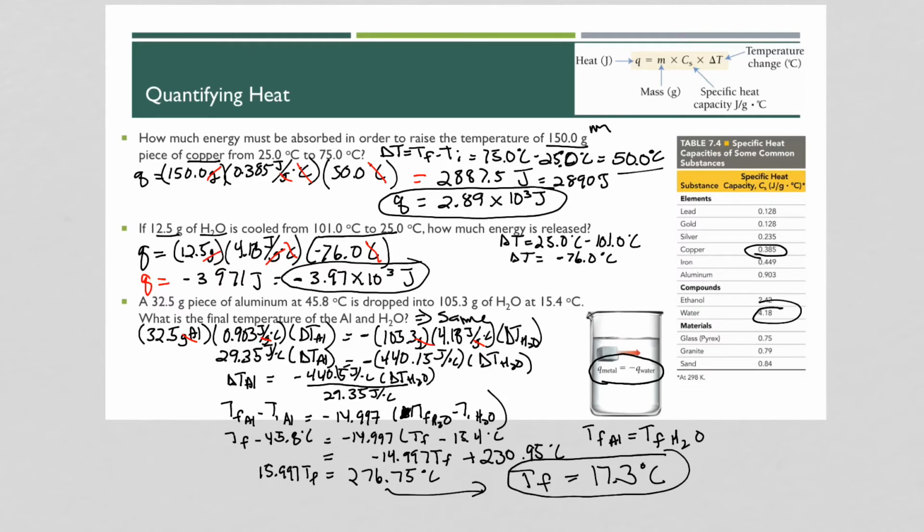So while this is a little bit more complex problem, it's just showing you how these things work together, right? And this is quantifying heat. So next we're going to move on to looking a little bit at work.